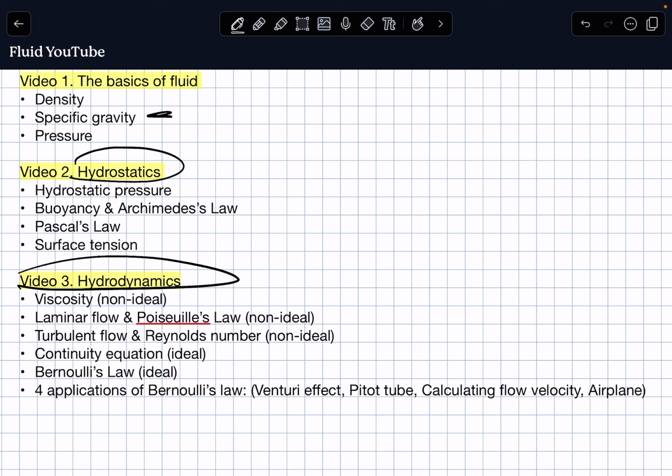All the equations, all the laws that I provide you are describing the fluids that are not in motion, they're static, right? Whereas today's video, hydrodynamics, meaning that everything is about the fluids that are in motion. They are moving. Okay, all right.